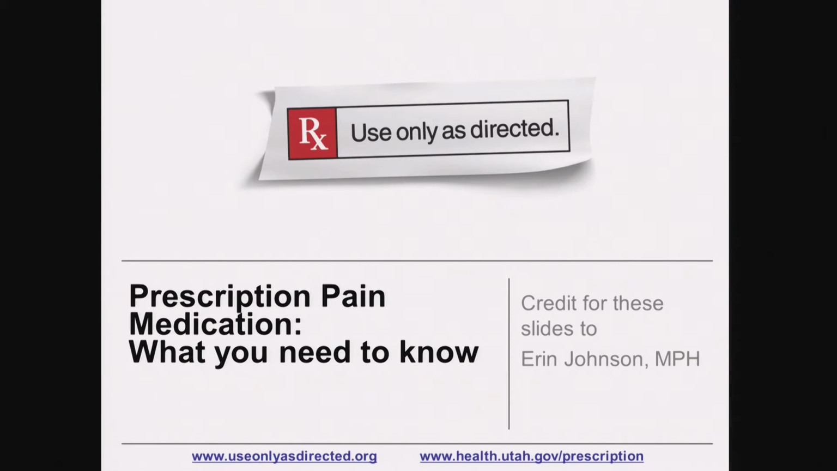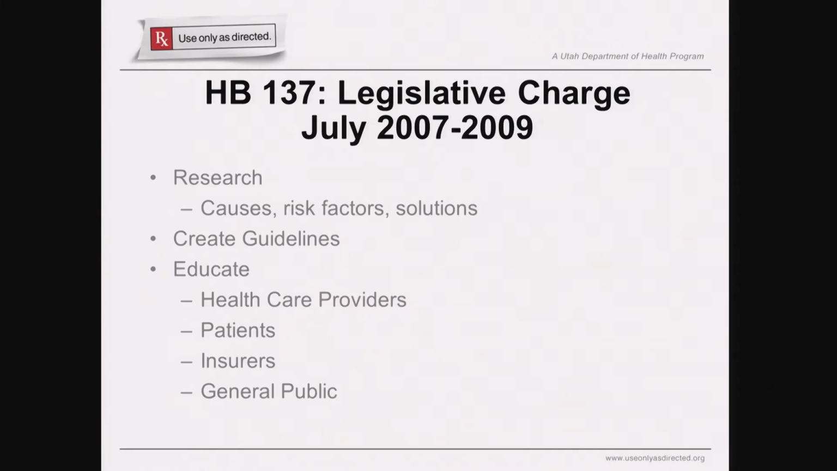So I'm going to move now to talking about our legislatively funded research and education campaign. Over the years, we've done a lot of different things, and I'm trying to keep it chronological, but a lot of it overlapped, and a clean timeline is impossible. Some of these slides were originally developed by Aaron Johnson. In the 2007 legislative session, we passed House Bill 137, which provided 2 years of funding and a mandate for the health department to engage in research, create prescribing guidelines, and provide education to reduce the harm related to prescription pain medication.